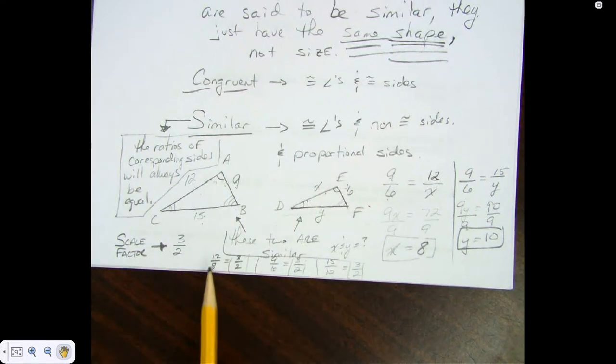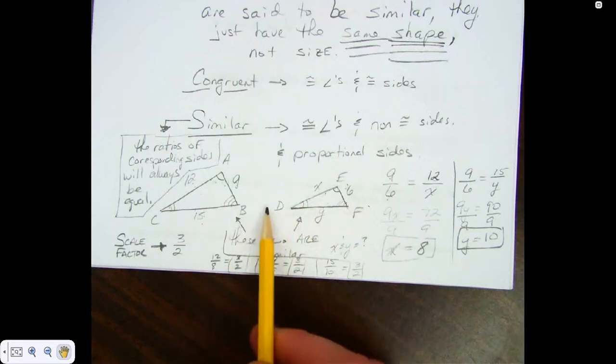Because the ratio of the corresponding sides when reduced always was 3 to what? 2. 3 to 2. If I asked for the ratio of the smaller triangle to the larger triangle, what would the ratio have been here? 2 to 3. Make sense? That's similar polygons.